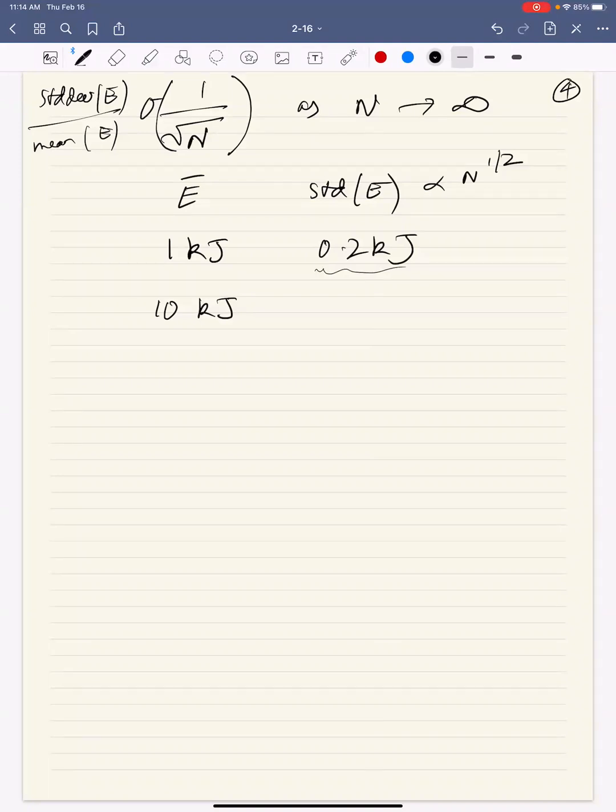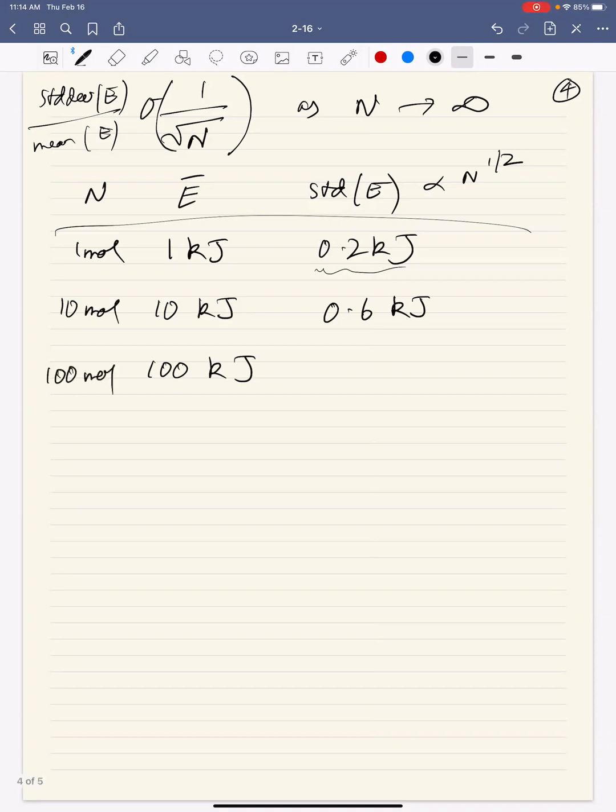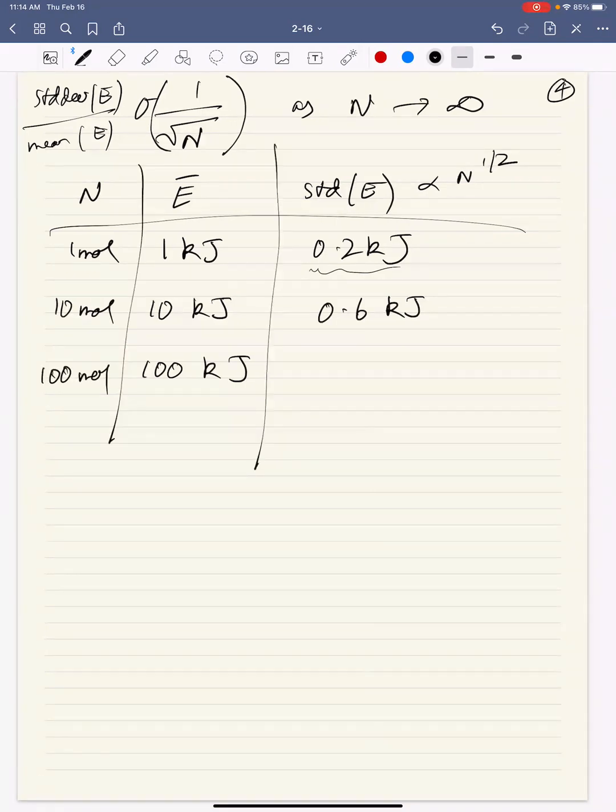Smaller. What is the square root of 10? Approximately 3, right? So this will become something like 0.6 kilojoule, right? So it increased. Now let's make it 100 kilojoule. When we make the system, so n, let's say we are in the thermodynamic limit, so I don't know, 1 mole, 10 mole, 100 mole. As I do this experiment, when I make this 100 times larger, this thing has to become 2 kilojoule, right?